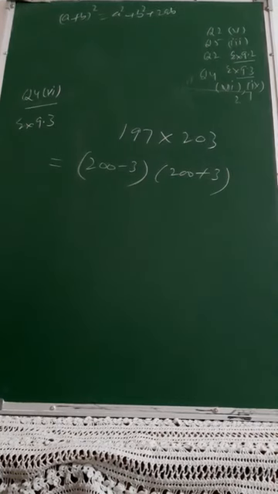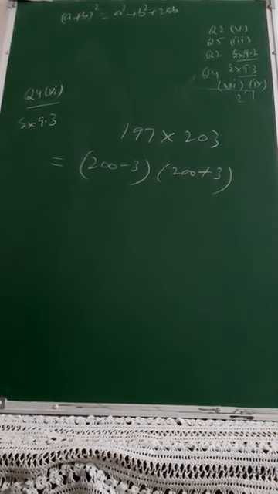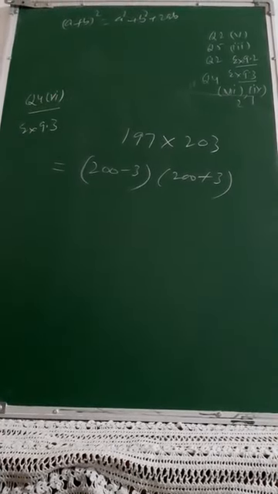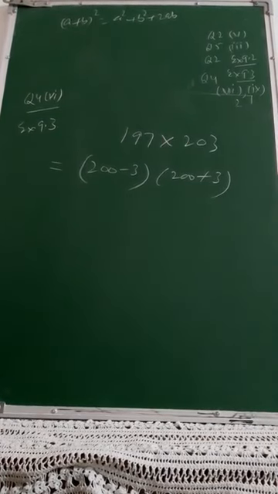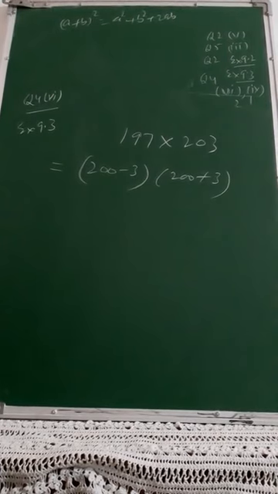Now when I subtract 3 from 200, I will be getting 197. So what I did, I simply expressed 197 in terms of 200 minus 3, because I was looking for the number with ending zeros closest to 197, and definitely anybody will find that is 200. Similarly for 203, I will be finding 200. So split it in terms of 200.